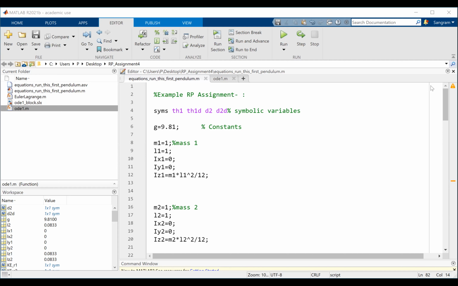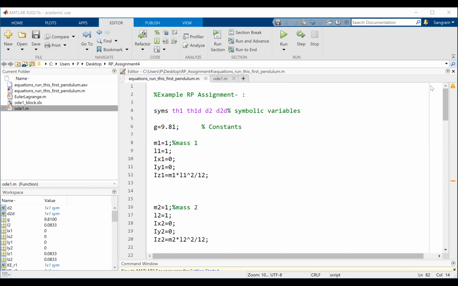Next, D2D for the link with D2 is the extension of joint 2. So D2 is the extension of joint 2. Okay. Next, if you want to define the gravitational constant, I have just added the value of G for reference, 9.81. To be honest with you, we don't use it, but I just left it over there.